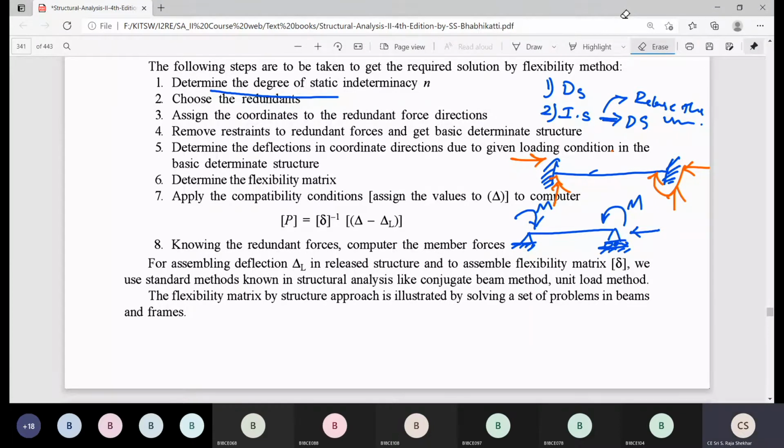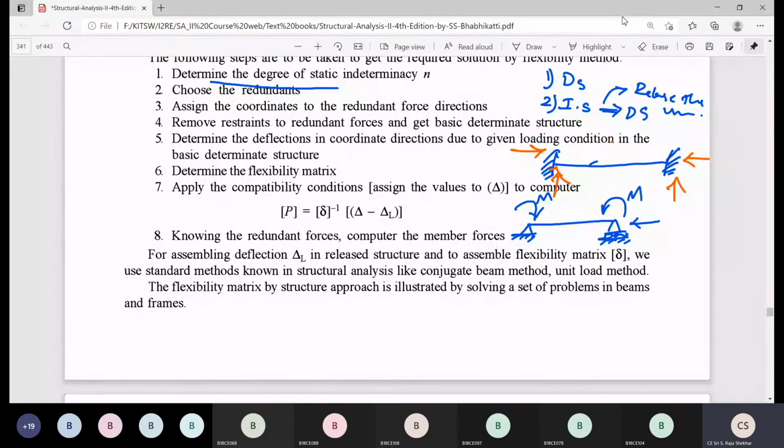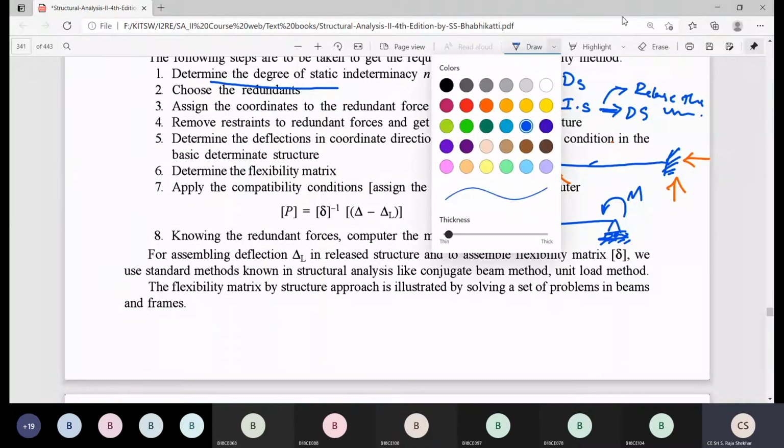So this moment is released. To counteract this one, I want to release this one, so I need to apply a moment in the opposite direction. Okay. So let us suppose this is the horizontal reaction. I want to release that horizontal reaction by applying a force in the opposite direction.